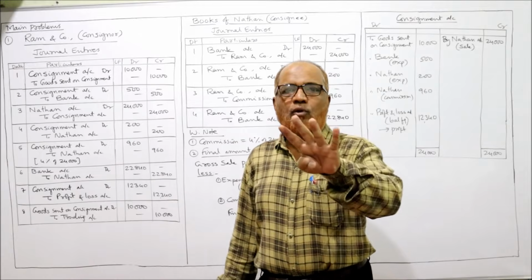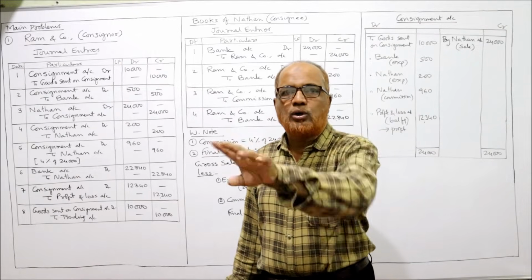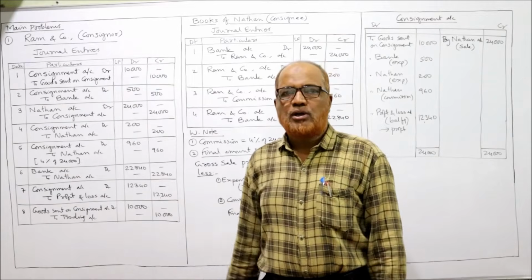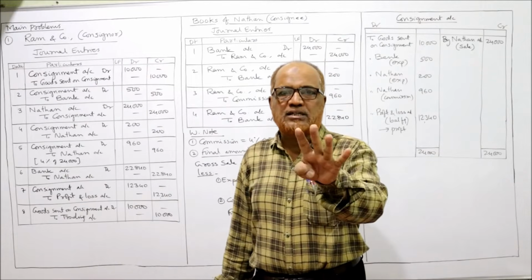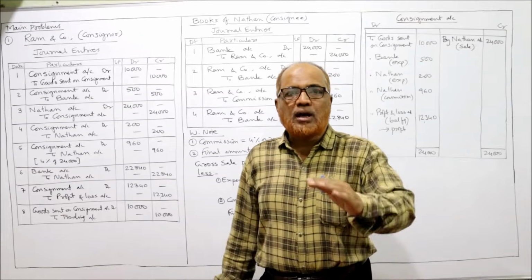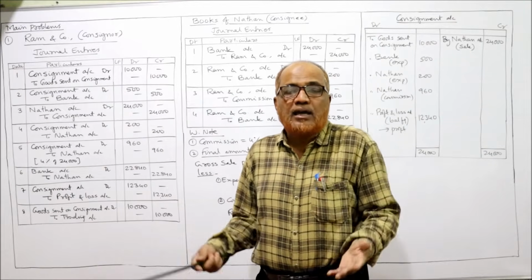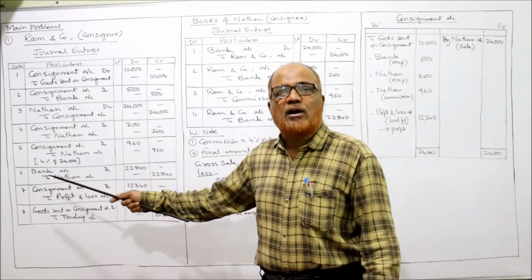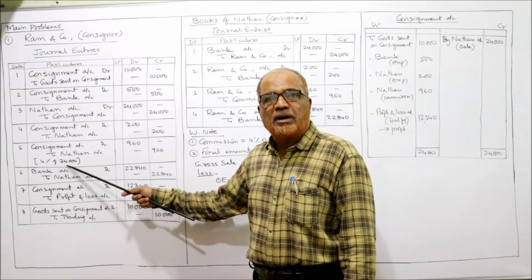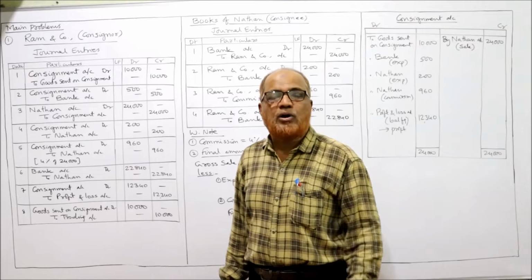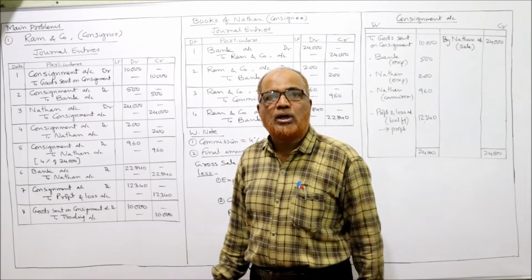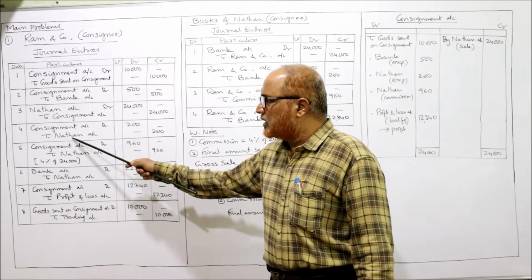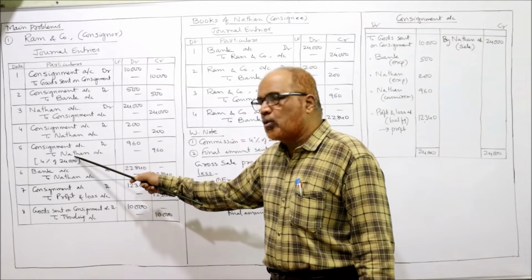According to the agreement, 4% commission is allowed to the consignee on sale proceeds. The sales are 24,000, so 4% of 24,000 comes to 960. The commission is payable. Again, it's an expense, so the consignment account should be debited. Consignment account debit to Nathan account, because this commission is to be given to Nathan. So the entry will be the same: consignment account debit to Nathan account.